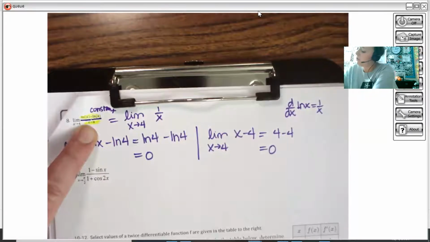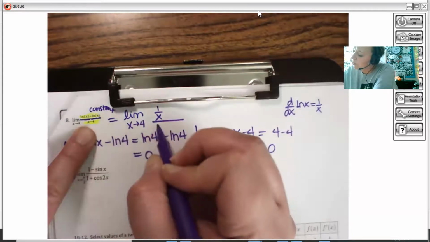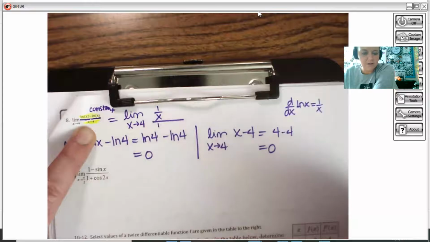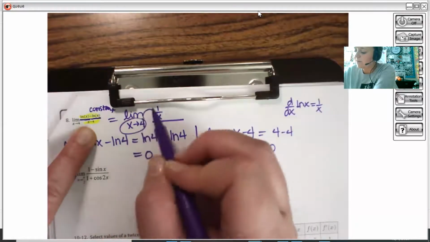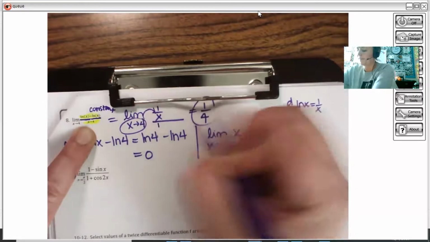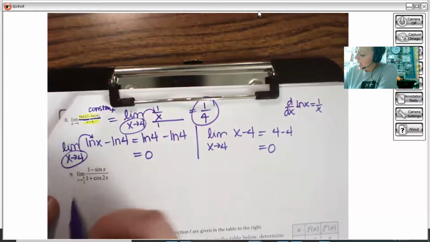So on top, I have a 1 over x. On bottom, x minus 4, the derivative of x is just a 1, and then the derivative of minus 4, which is a constant, goes to 0. So that means really, I'm just looking at x approaching 4 plugged into 1 over x. Well, then it's going to be 1 over 4. What do you think about that? Great. Okay, next one.